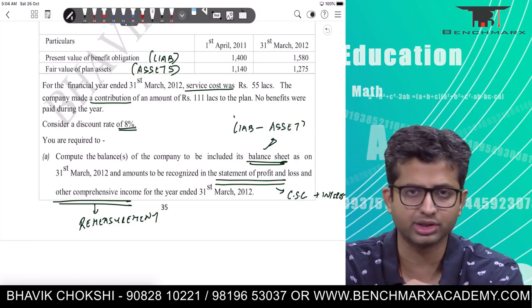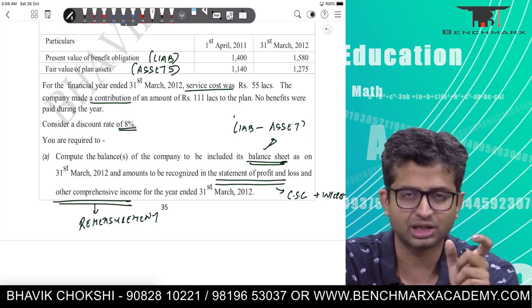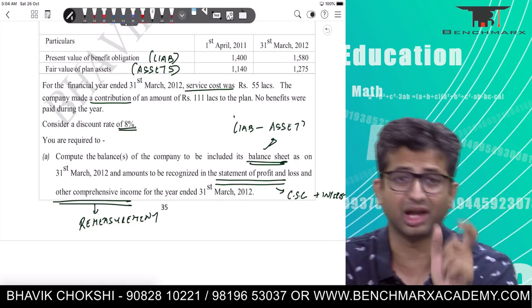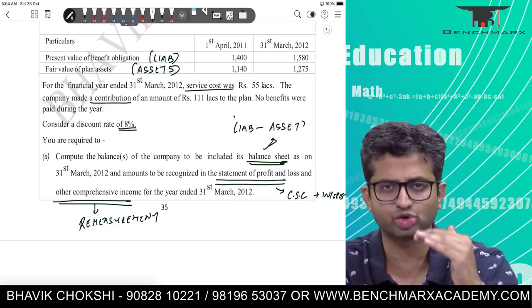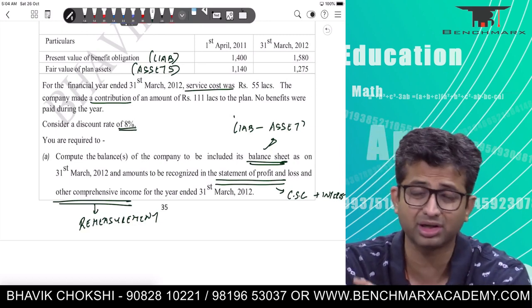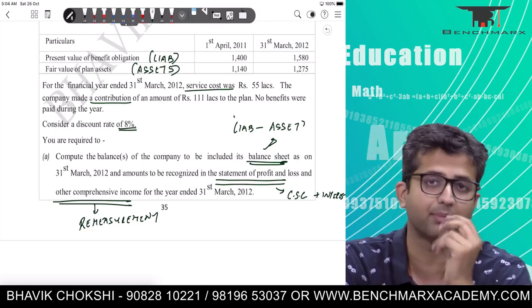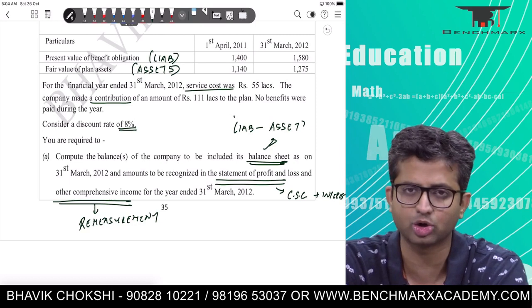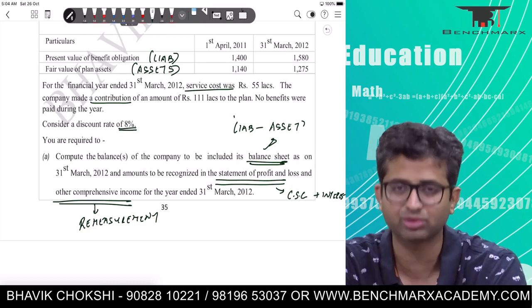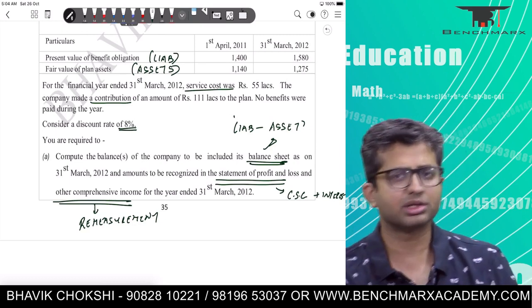Typically, how we should do it is we should prepare a statement showing the liabilities, opening liability, why it should increase, and you reach the closing liability. If there is any difference, then the balancing figure is attributable to the gain or loss due to the changes in actuarial assumptions on liabilities. Similar is the case with the assets.